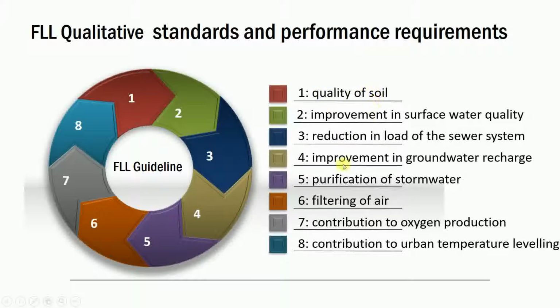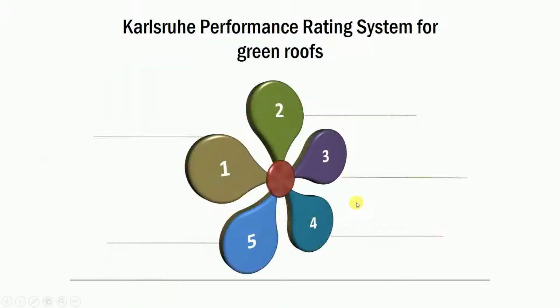So you have to make sure that it reduces the load on the sewage system. It purifies the storm water, it purifies the air, and it produces oxygen. That's it. And there is another guideline criteria called Karlsruhe Performance Rating System, and there are five factors here.